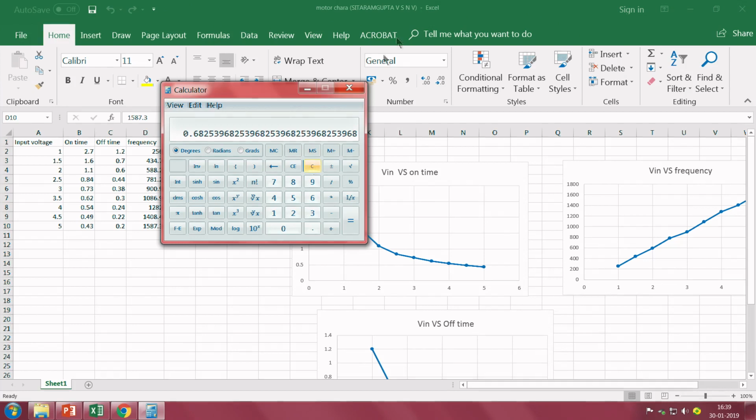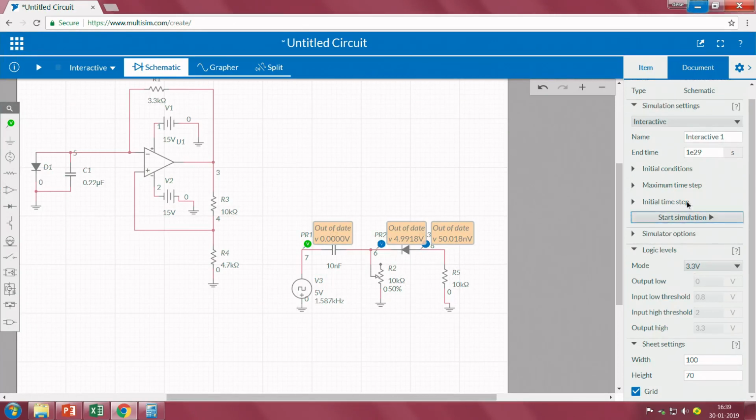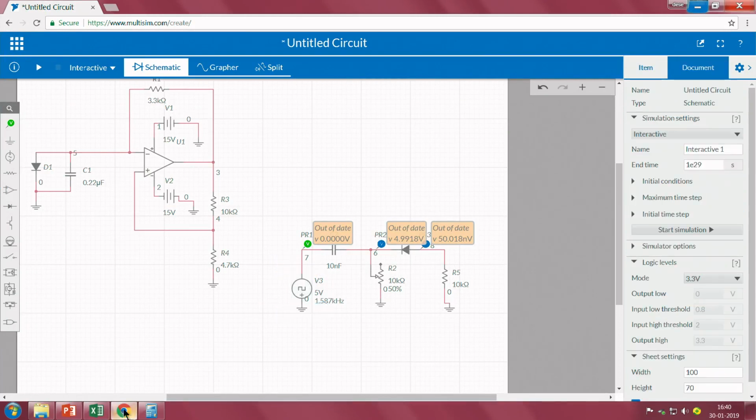Even when you reverse it, it remains the same. So, the duty cycle should be 70. So, what I will do is that I will go here, change it to 70. So, that is the reason we are designing a monostable multivibrator.